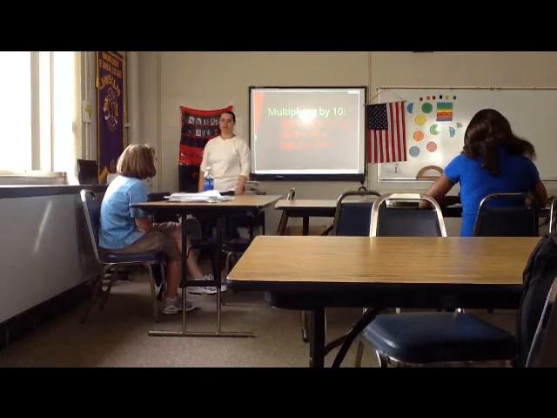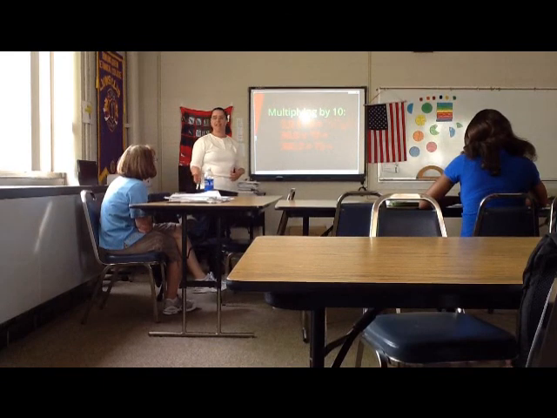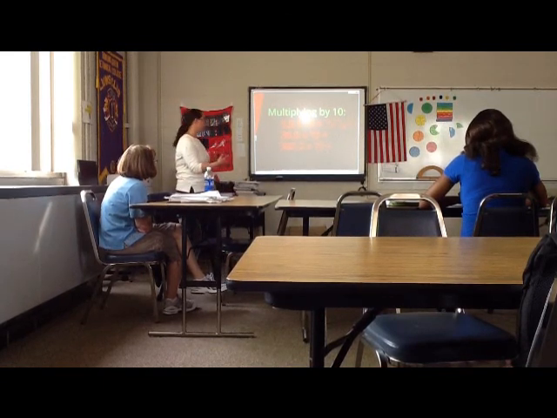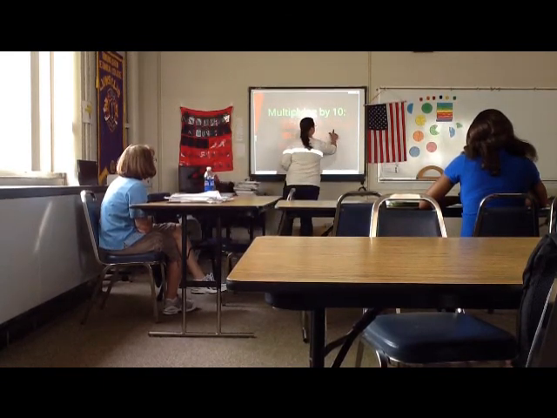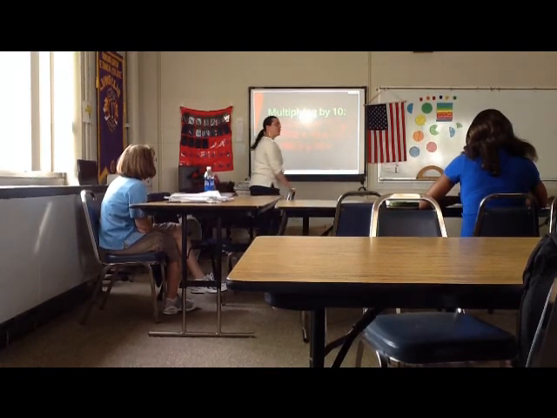30 times 10, what is my answer going to be? You move your decimal, it'll be 300. Exactly. So I'm going to move my decimal again, and the answer is 300. So 30.0 times 10 gives me 300.0.